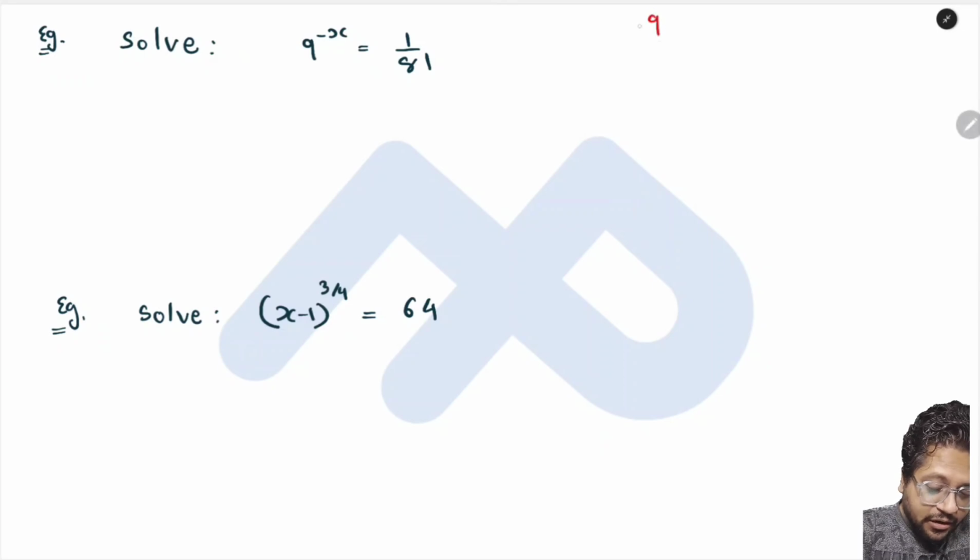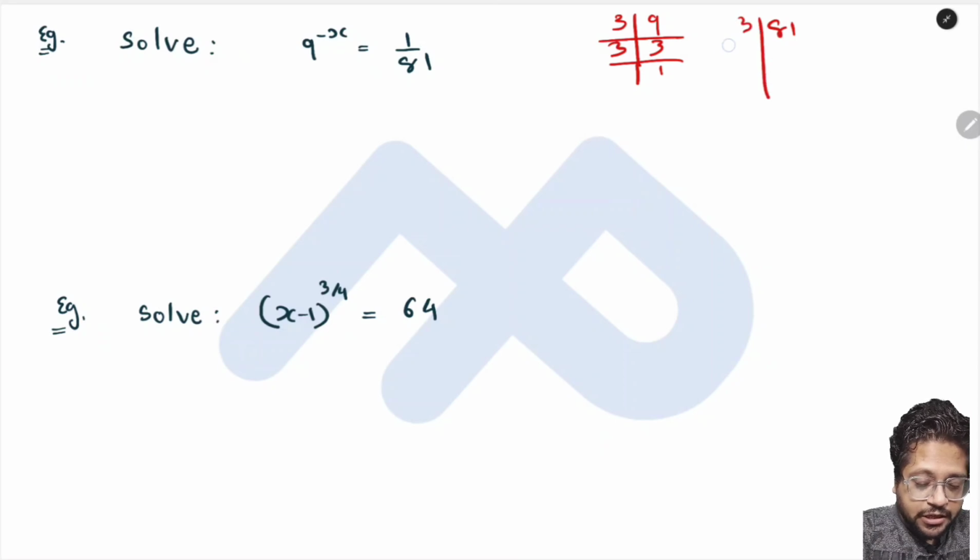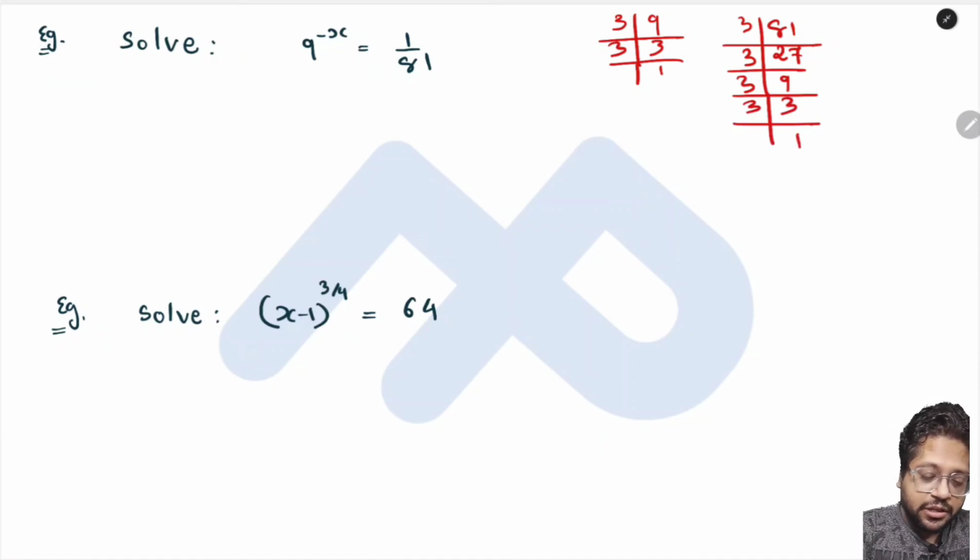So the prime factorization of 9 is just 3 raised to 2, and similarly 81 is simply 3 raised to 4. I have shown it here also. You don't need to show the prime factorization in the exam. It's just for your knowledge. You can keep this in your rough work also.